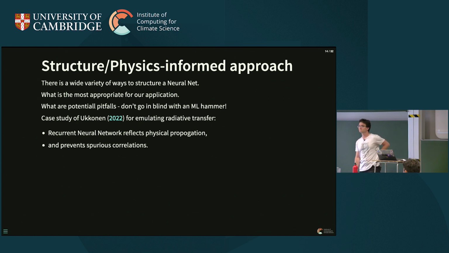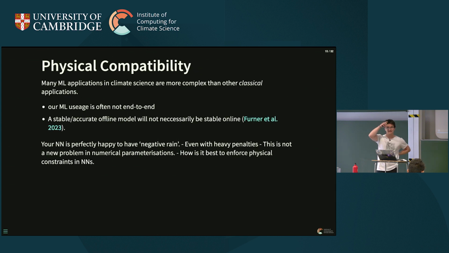Yes, and I should say this particular example is radiative transfer. They were trying to replace a parameterization, so they were looking to do it on quite short time scales, as in short model time scales. And having a recurrent net means they do also bake in some time history to that. So physical compatibility is also important.